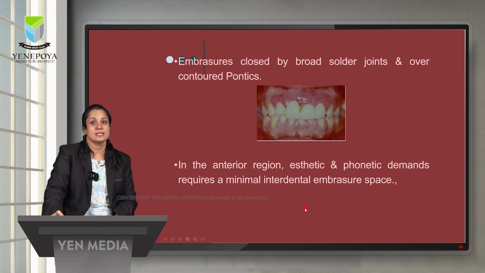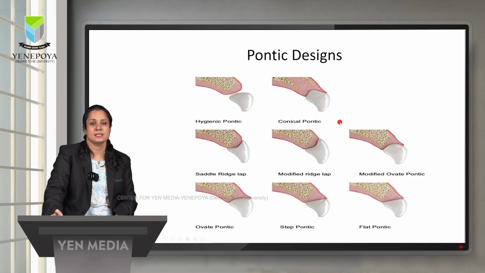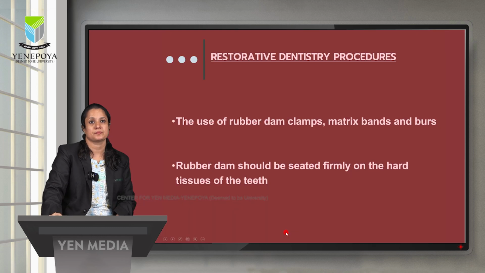In the anterior region, aesthetic and phonetic demands require minimal interdental embrasure space. Hence, we make sure that enough space is given in the lingual area so that the patient can maintain it using an interdental aid. So these are the different pontic designs. The hygienic pontic is usually designed in the posterior region, and it does not help in anterior aesthetics. Here we have the conical pontic, and the saddle ridge lap, modified ridge lap, modified ovate pontic, etc. can be given anteriorly. Other types of pontics include the ovate pontic, step pontic, and the flat pontic.